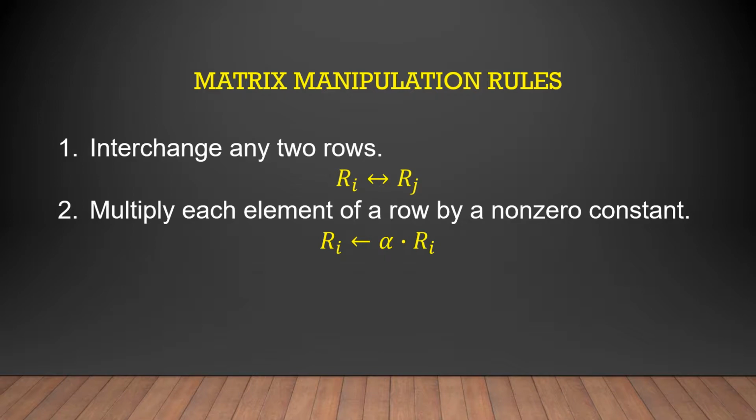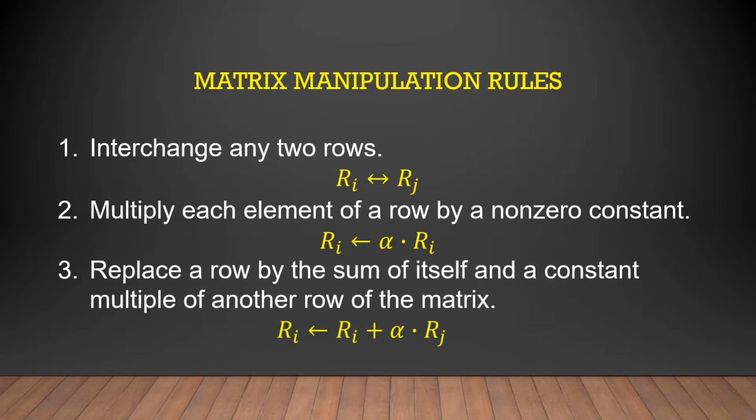The second rule says r sub i is replaced by alpha times r sub i. What that means is we're going to multiply each element of a row by some non-zero constant. And if you think about it, you've been doing that all along throughout your algebra career, and that is, if you have an equation, you can multiply one side of the equation as long as you multiply the other side of the equation by some non-zero value.